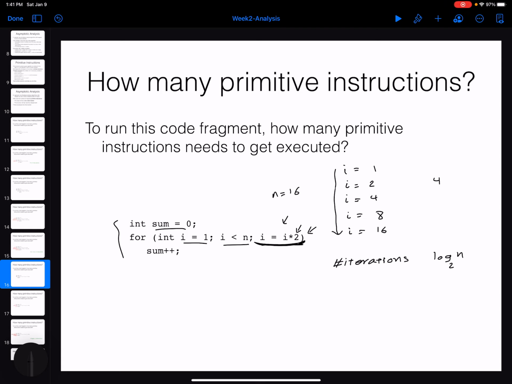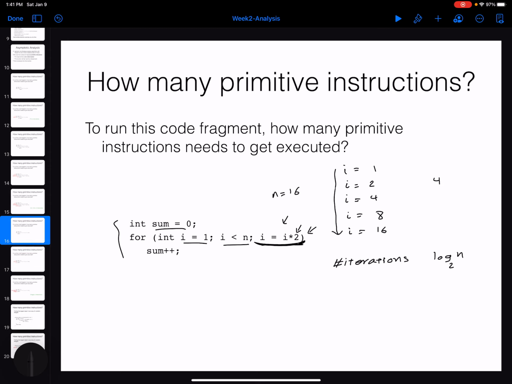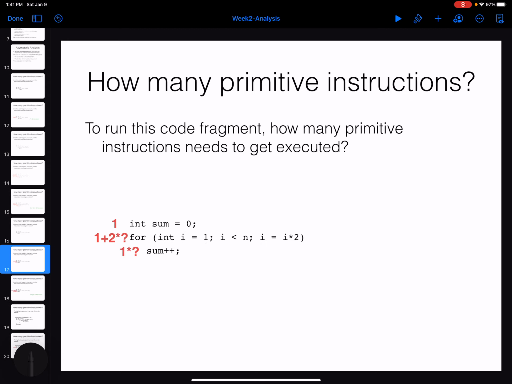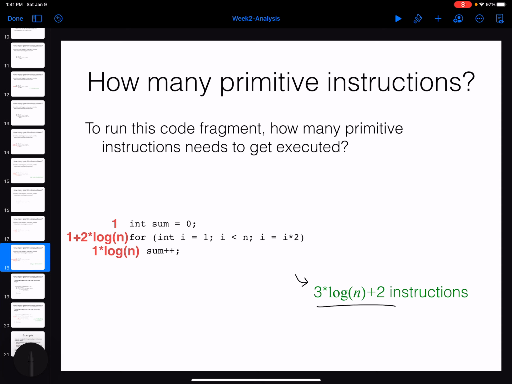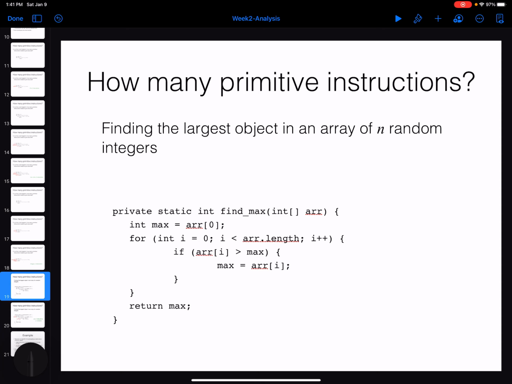But forget about all those. Let me actually just stick to this fact that we are counting the number of primitive instructions. Okay, so here the formula that I got is this one: some coefficient multiplied by log of n plus another coefficient, basically. Okay, let's see another example.